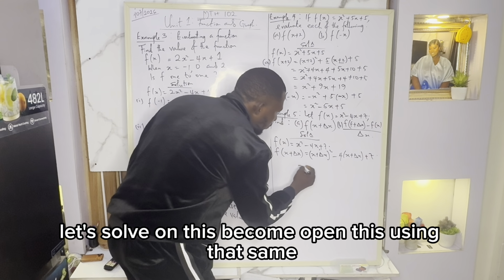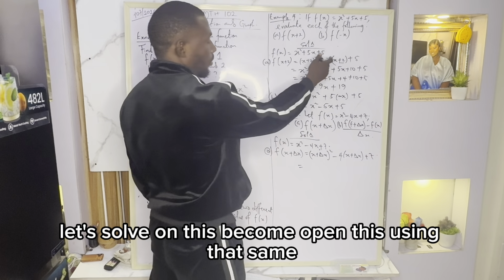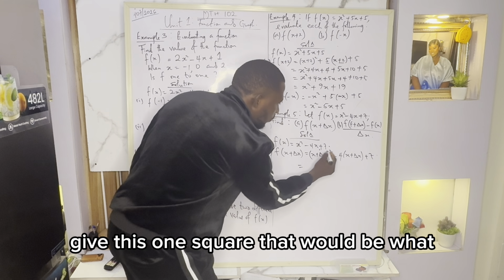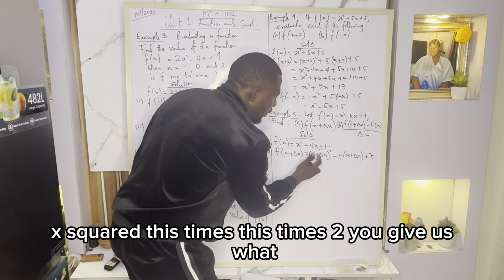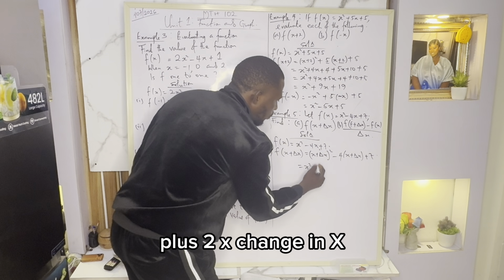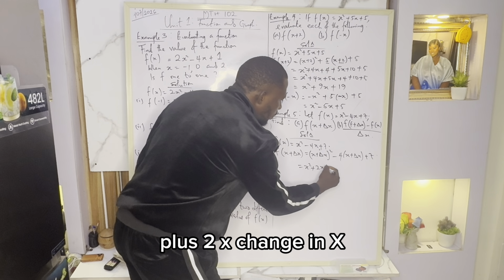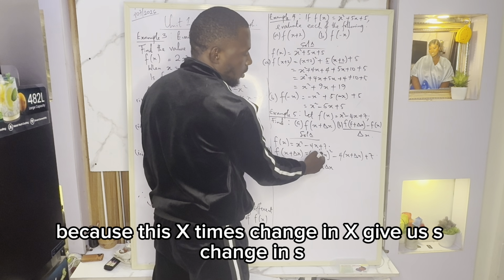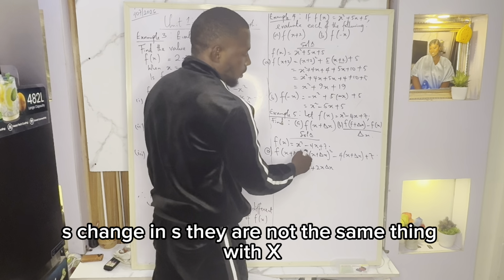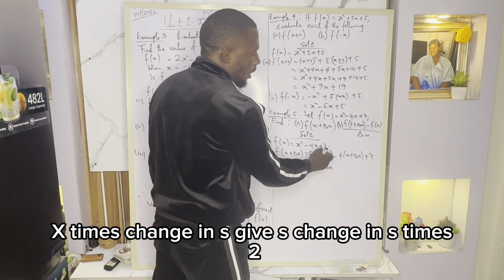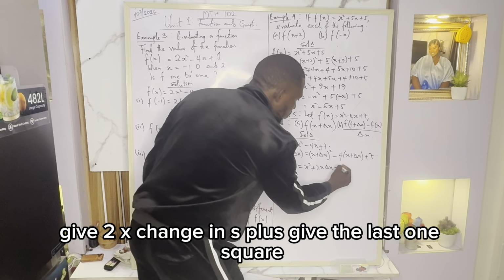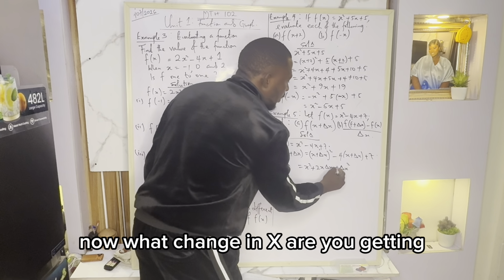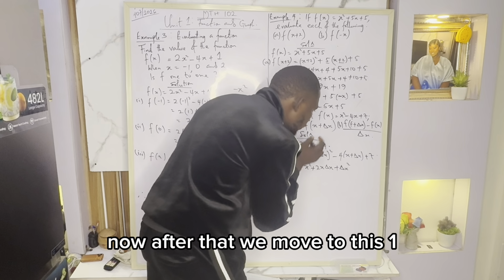Let's open this using the same strategy that I taught you. Give this one squared, that will be x squared. This times 2 gives plus 2x change in x, because x times change in x gives x change in x. Then give the last one squared, which is change in x squared. Are you getting it?